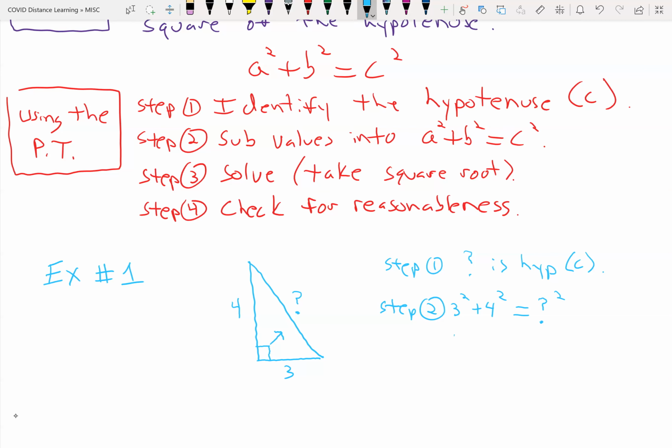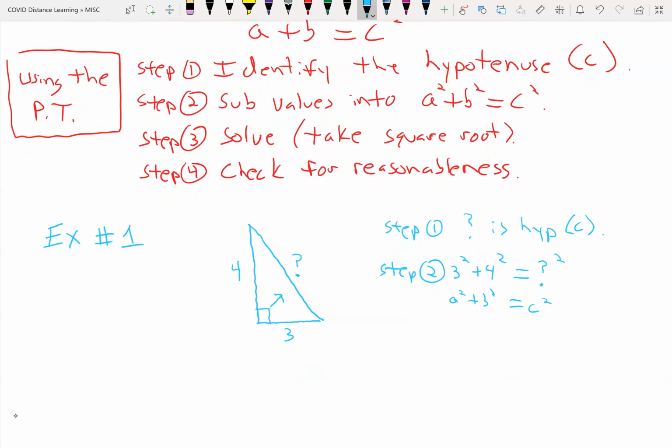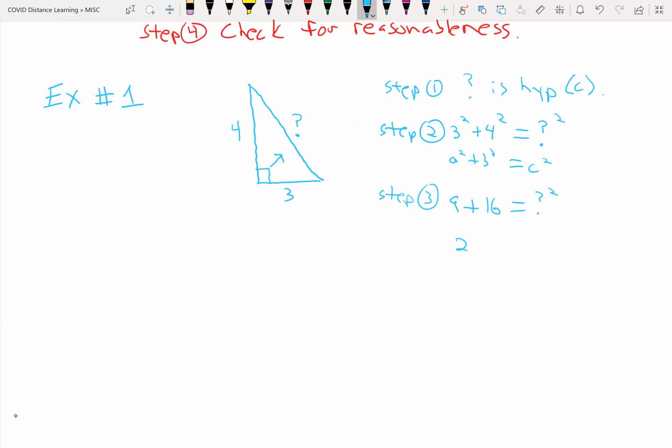Probably should have written, forgive me, a squared plus b squared equals c squared. A was 3, b was 4, c, the hypotenuse, is what we don't know. Okay? All right, step 3, solve. So, what is 3 squared? 9. What's 4 squared? 16. And I don't know the question mark. That's what I'm looking for. But I can add together 9 and 16. What's that? So I have 25 is the question mark.